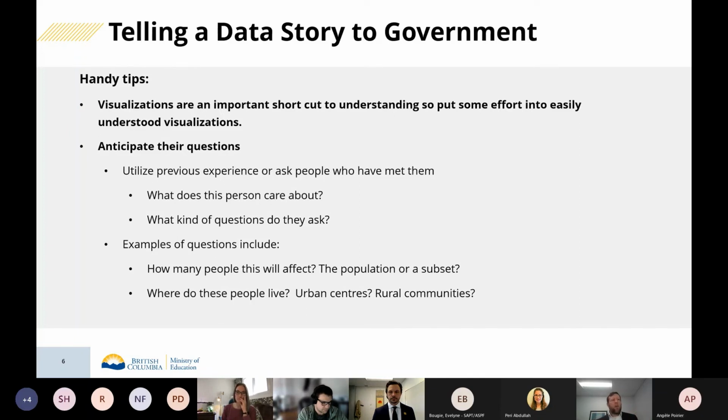And so some of these questions, particularly in government, include things like, how many people will this affect? Is it everybody? Is it a subset of people? Where do they live? That matters a lot. Urban centers, rural communities, and that piece on GBA Plus that I mentioned on the previous slide, those are really important considerations in terms of talking about research and analysis.